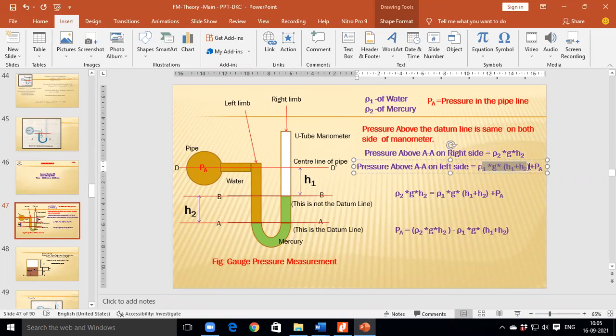This part we discuss in next lecture. Okay. As time is over. Is it understood?